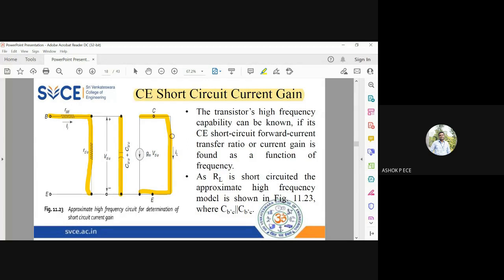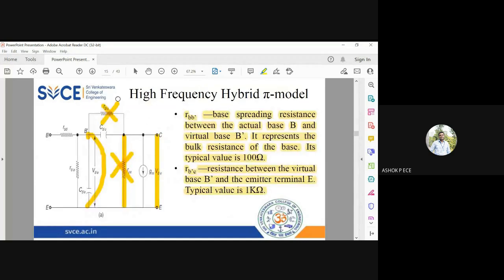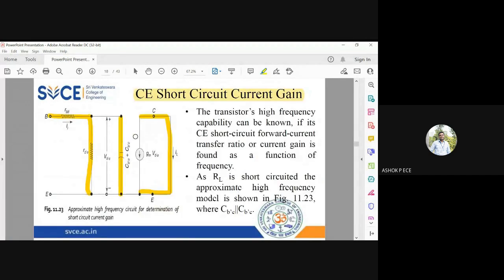We are removing RCE because RCE is parallel to a short circuit. We are not considering RB dash C, this resistance, because this value is very high. And automatically the CB dash C will come parallel to CB dash E. So when capacitances are in parallel, you can just add them. So if I make all these simplifications, I get this circuit diagram. Okay, so I am marking the input current as II, the output current, the load current, as IL, and the voltage across your RB dash E as VB dash E.